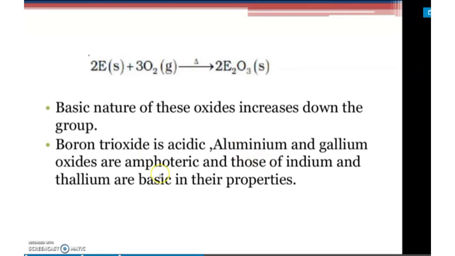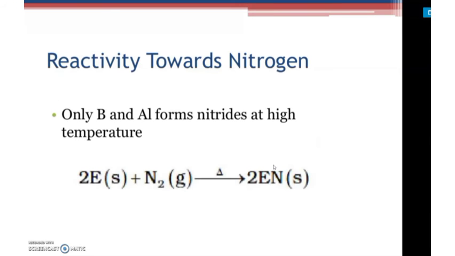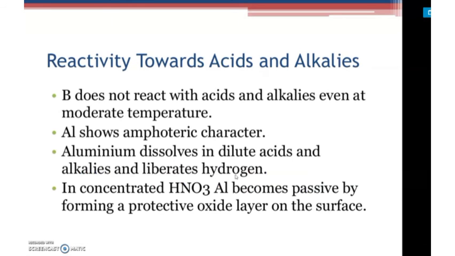Aluminium and gallium oxides are amphoteric. Indium and thallium oxides are basic in their properties. So the first member is acidic. Aluminium and gallium are amphoteric. Amphoteric means it will show both the properties of acid and base. Reactivity towards nitrogen. Only boron and aluminium form nitrides at a high temperature. All other boron family members will not show this property.